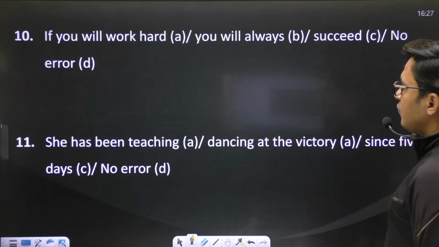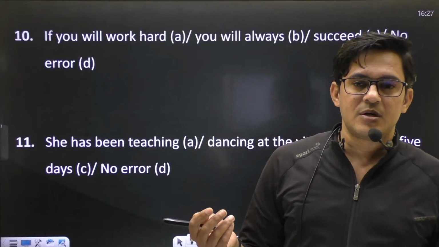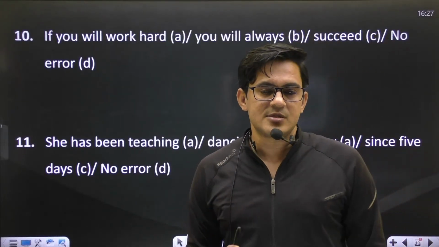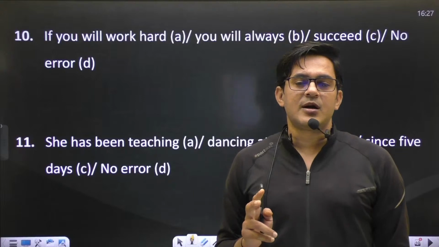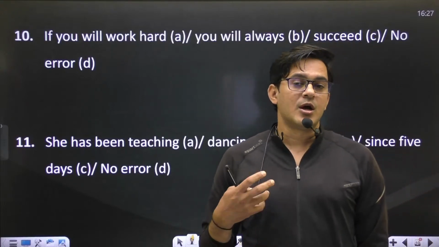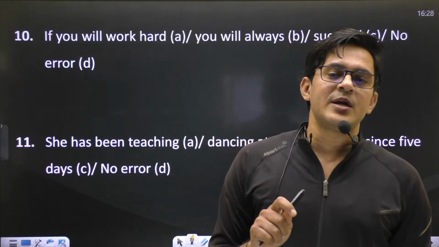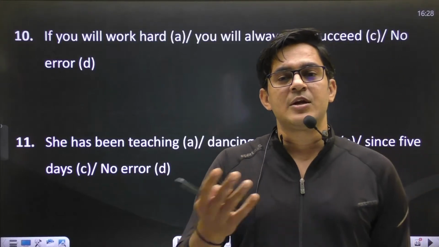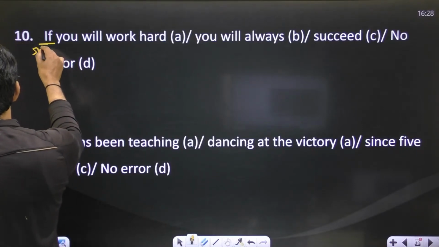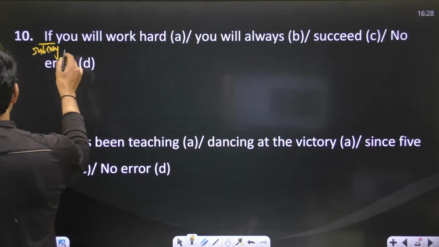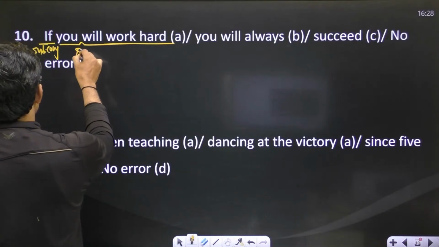If you will work hard, you will always succeed. Okay, this sentence is, you can say, an open condition. This is open condition, conditional sentences, or you can say future conditional sentences, and make it sure whenever it comes to future conditional sentence or open condition, two clauses cannot be in the future tense. The subordinate clause is in present indefinite tense, and the main clause is in future indefinite tense. So if you just apply, this is the subordinate conjunction, and after this subordinate conjunction you have subject and predicate, you have a clause, and this is the subordinate clause.